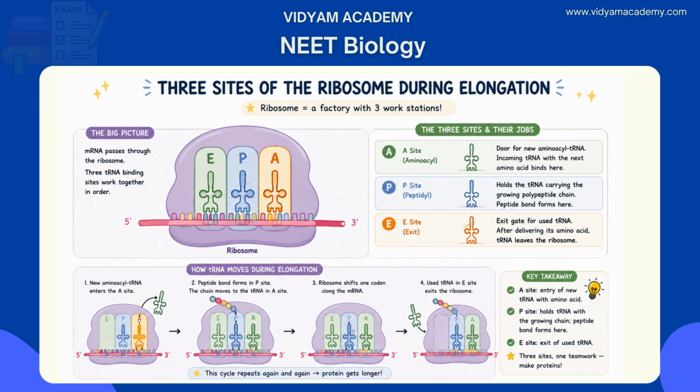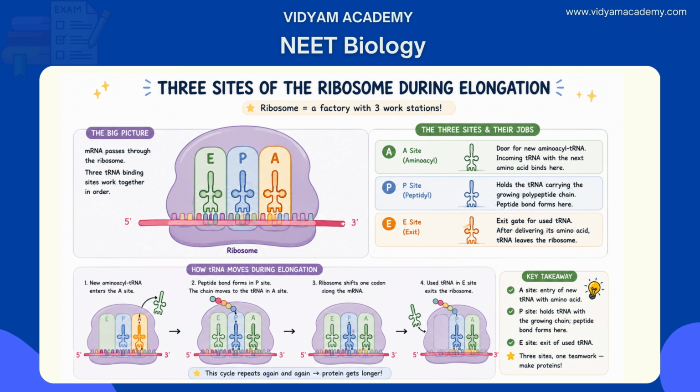The ribosome has 3 tRNA binding sites that work sequentially during elongation. The A, aminoacyl, site is where each new aminoacyl tRNA enters. The incoming tRNA brings the next amino acid to be added to the growing chain. The P, peptidyl, site holds the tRNA that carries the growing polypeptide chain. The peptide bond is formed between the amino acid in the A site and the peptide chain in the P site, catalyzed by the peptidyl transferase activity of the 23S rRNA.